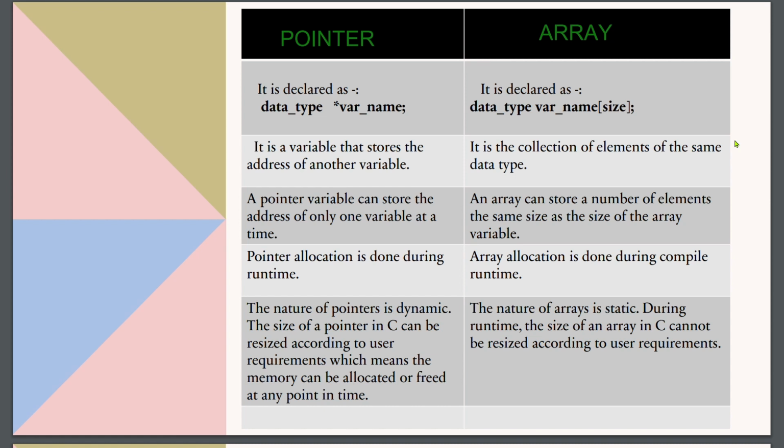Okay, then pointer allocation is done during runtime. Here it's saying that the pointer is allocated at the time of runtime, when the compiler comes to that particular line, then a certain pointer is created in the memory. But in array, the memory is fixed. Array allocation is done during compile time, when the compiler comes to the line, automatically the array is created.